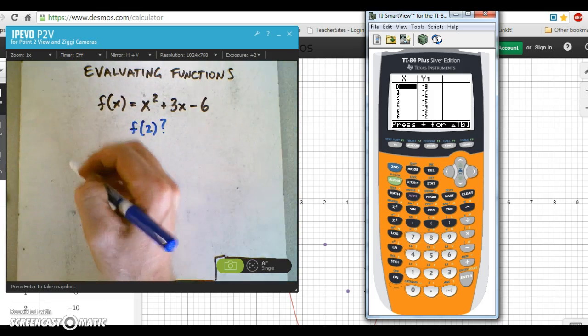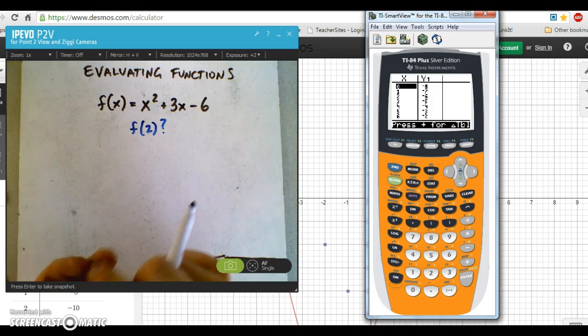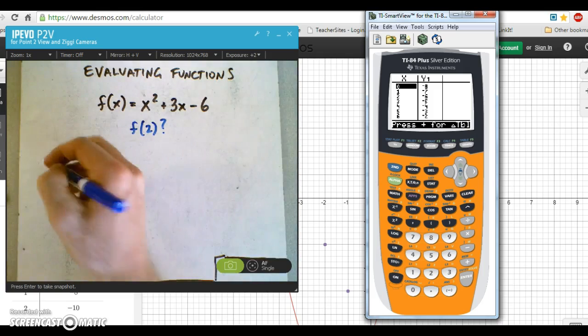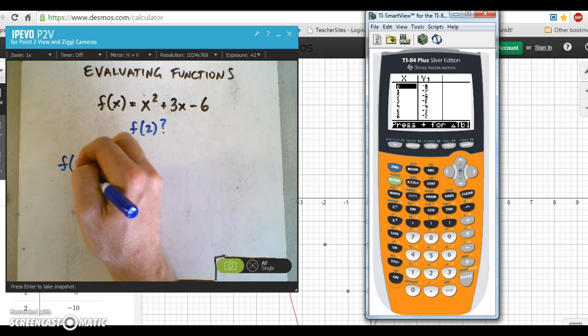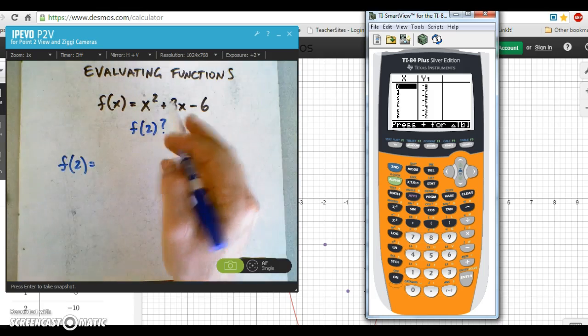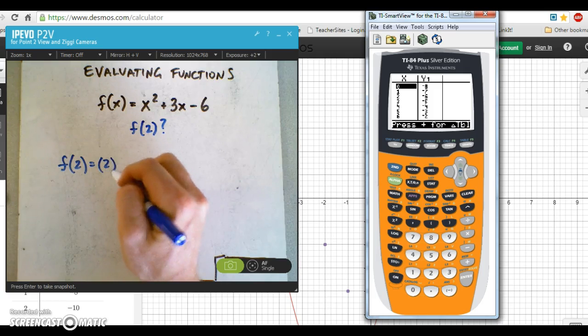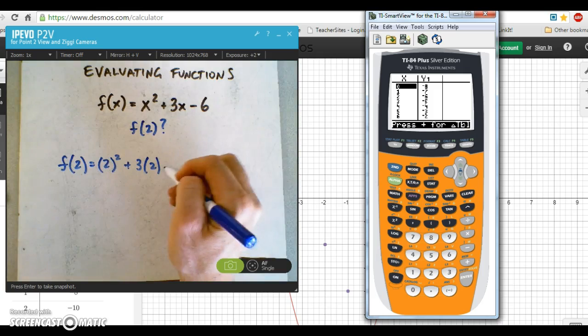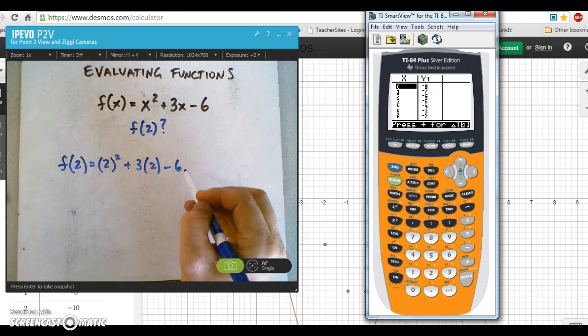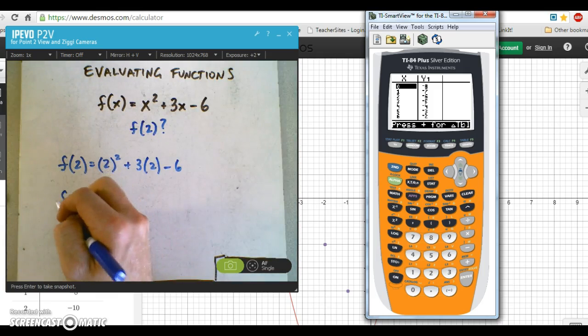So if we were to do this by the calculator, and we're also going to do this by a table, and by a graph, but if we were to do this by the calculator, sort of by hand, if you will, f of 2 means everywhere where I see an x, I'm going to put in 2. And then I'm just going to simplify this, and I'll know exactly what f of 2 is.